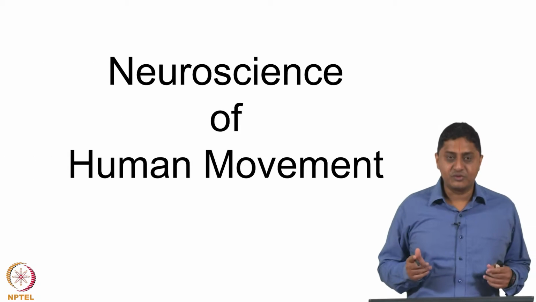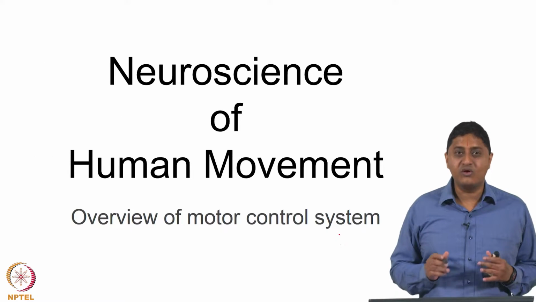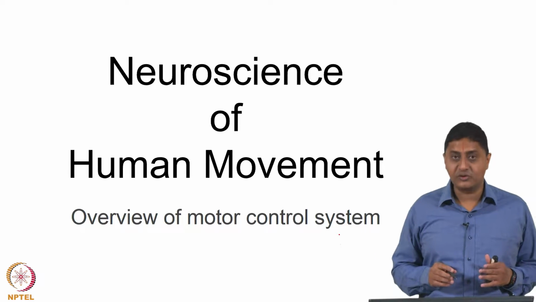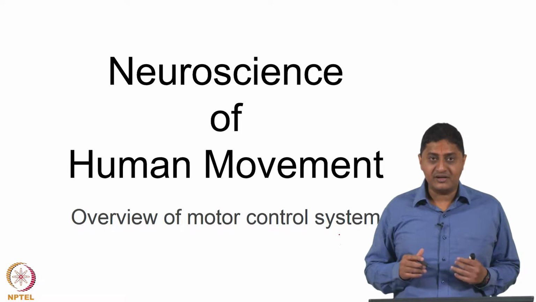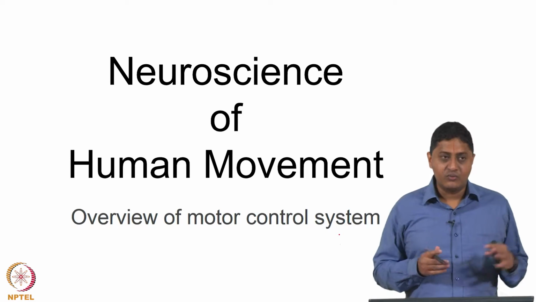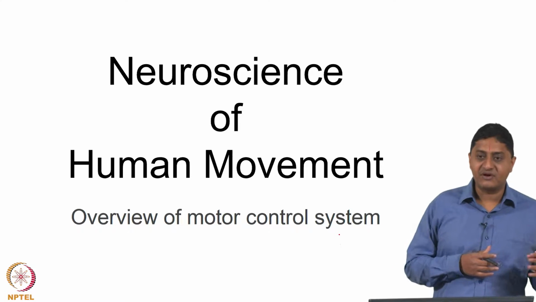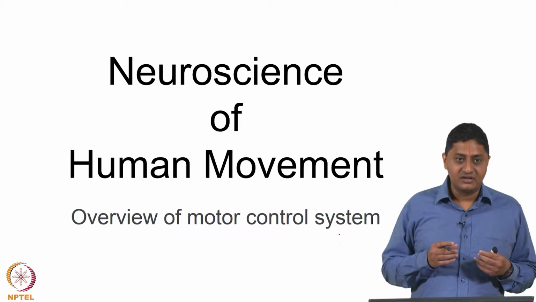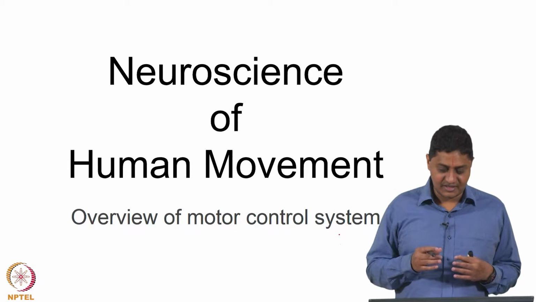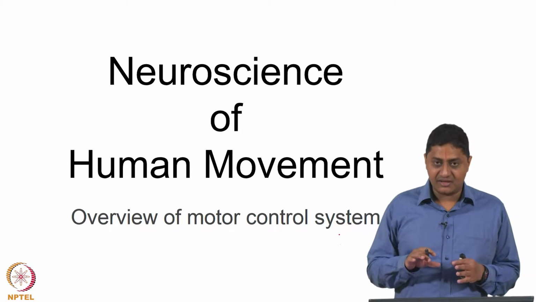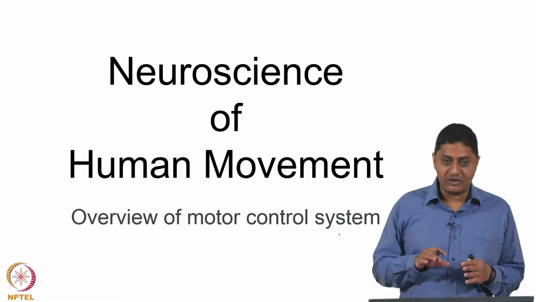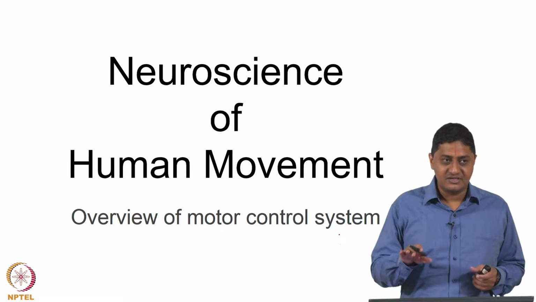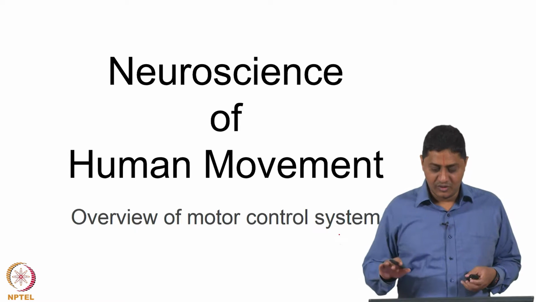So, welcome to this class on neuroscience of human movement. This will be an overview class on the motor control system, just to provide a review of what has been discussed previously and what will be discussed in future. So, we get a better idea of where we are, what our position is, because we are at a crucial stage where we have come about 30-40% in the syllabus, and we need to move forward.